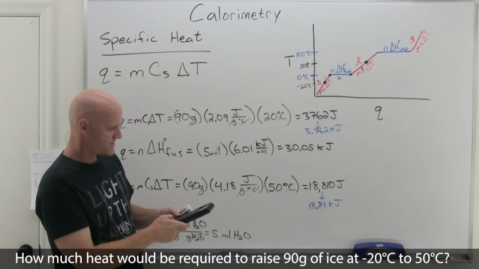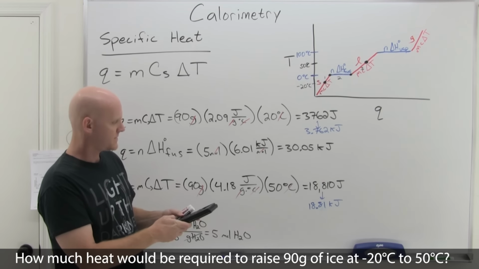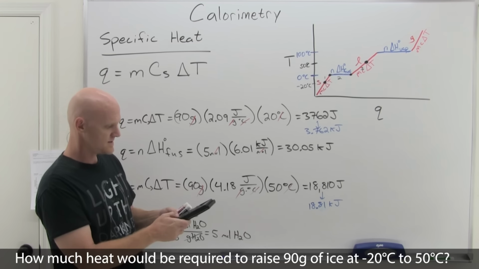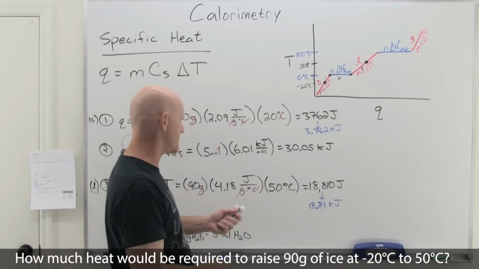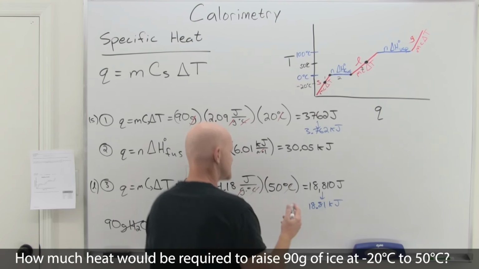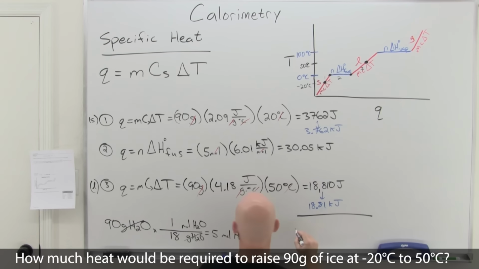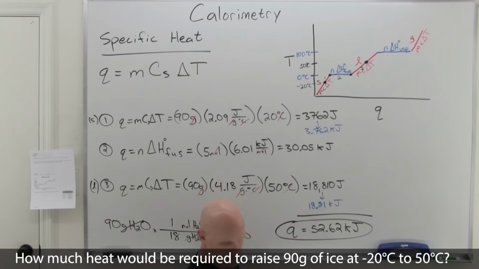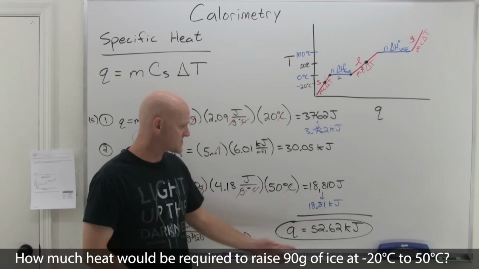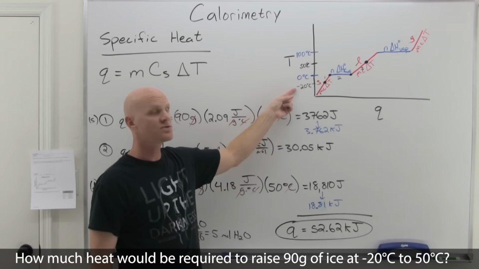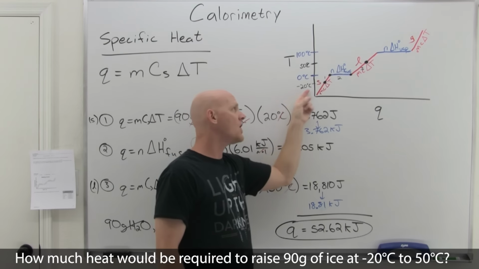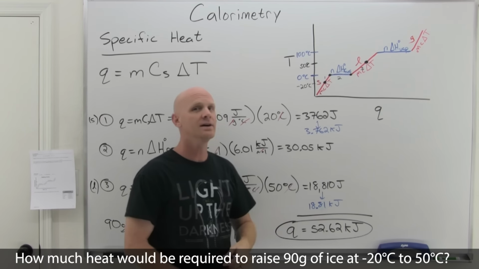So we'll take 3.762 plus 30.05 plus 18.81 and get 52.622, which I'll round to probably 2 decimals. So 52.62. Cool, and that's the total amount of heat required to take, again, 90 grams of water starting at negative 20 degrees Celsius as ice and heating it all the way up to 50 degrees Celsius as a liquid.